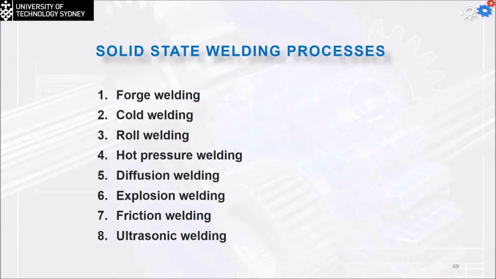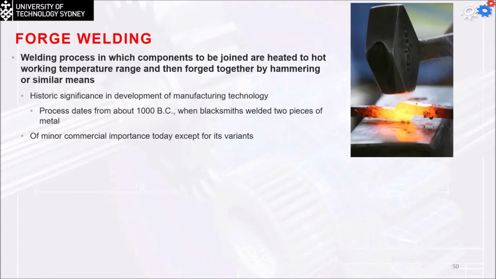So forge welding is welding in which the components to be joined are heated first to a hot working temperature range. Then they are forged together by hammering or similar means. It's a very old method which dates back to 1000 BC. It is of minor commercial importance today except for its variants.